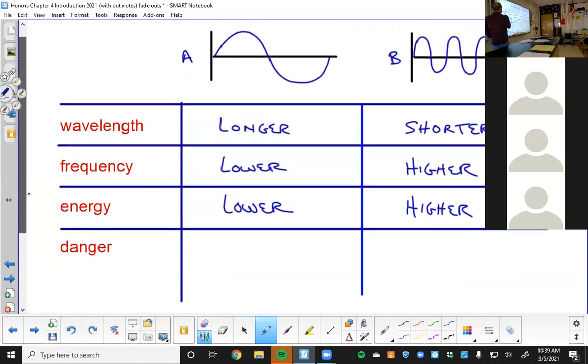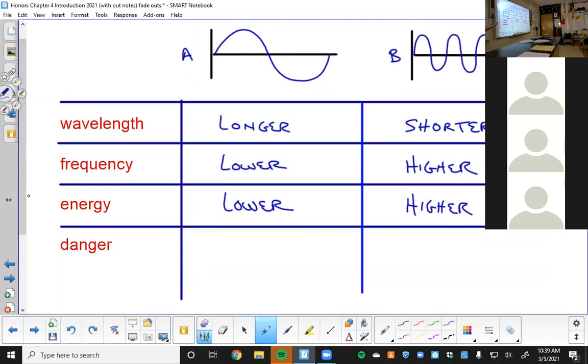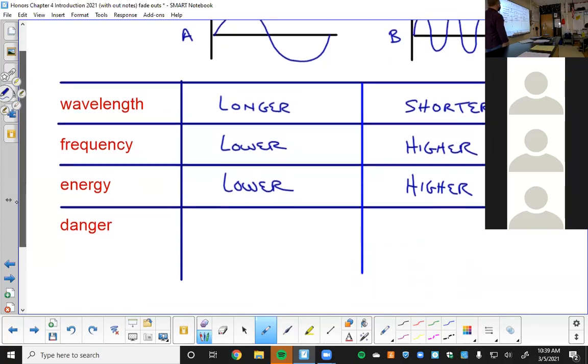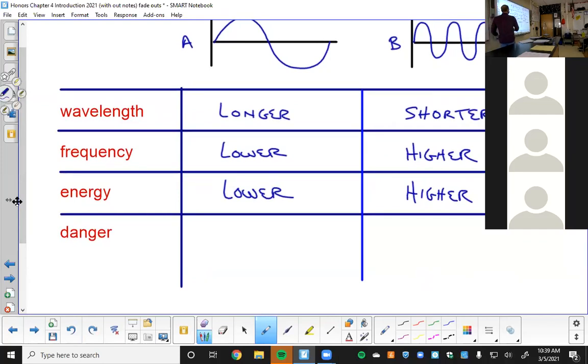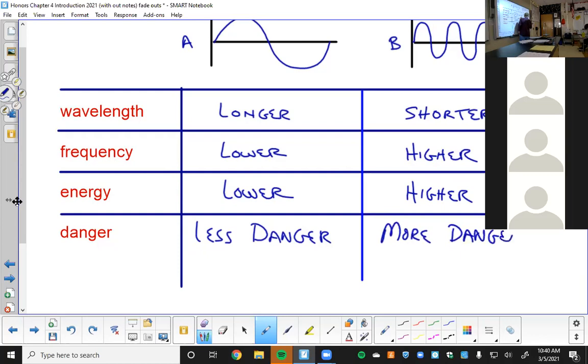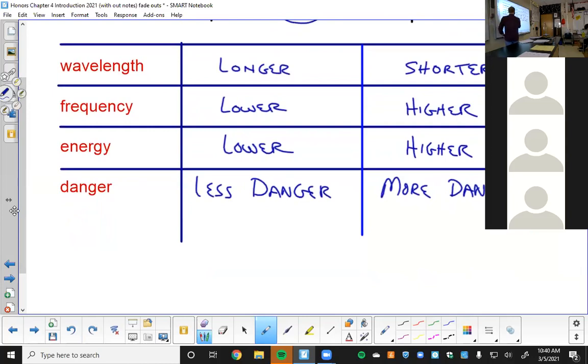And then when it comes to worrying about electromagnetic radiation in your life, because we use a lot of it and we produce a lot of it, our technology really centers around the use of electromagnetic radiation in one form or another. This side of the spectrum will have less danger associated with it. This side will have more danger, because the more energy the waves carry, the more damage they can do to living things, destruction to cells and DNA and things like that.